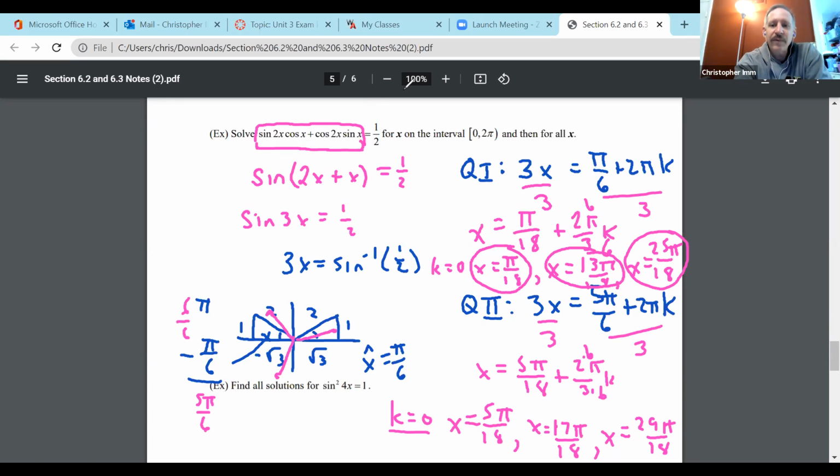And when I look at those second 3, 5 pi over 18, that's going to be somewhere in here. And then I add 120 on that. 17 pi over 18 is going to be almost 180 degrees. It's going to be almost pi. And 29 pi over 18 is going to be over here in quadrant 3. Well, that's pretty. So we will have those 6 solutions there, and you can sort of see them graphically on the unit circle. Questions?